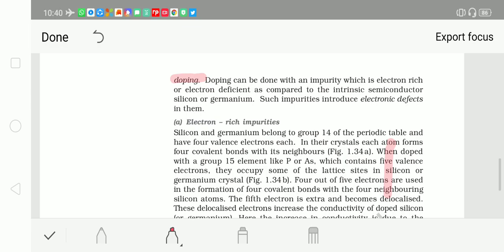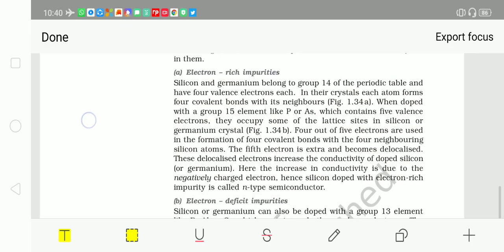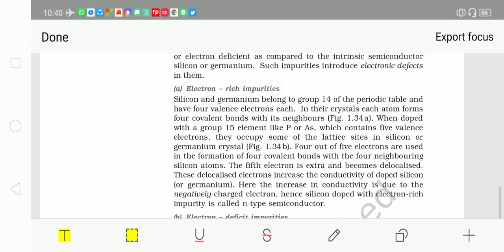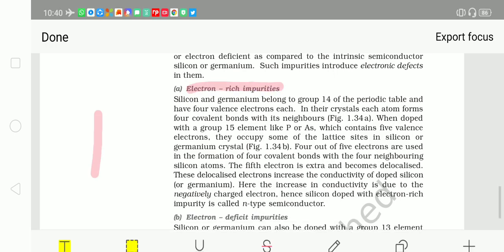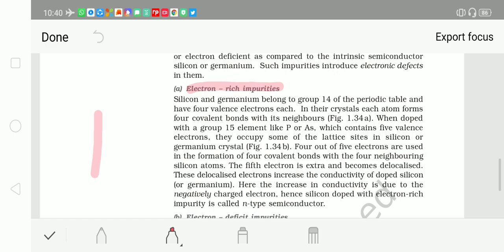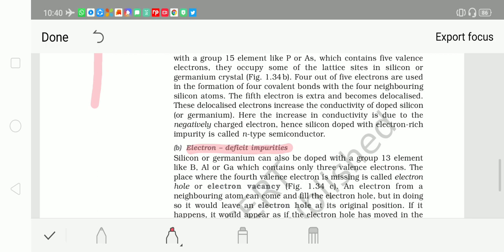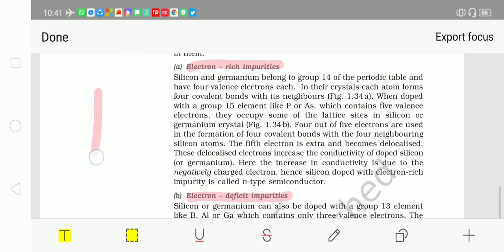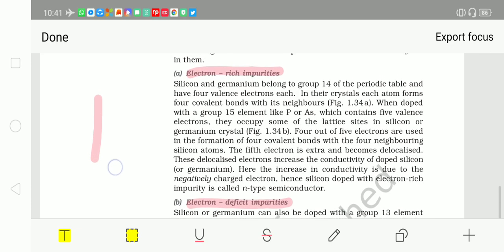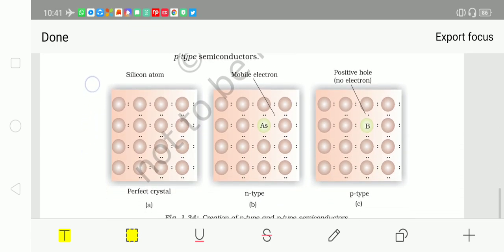So this is doping, and doping is of two types. When you are adding an electron rich impurity, then one kind of semiconductor is prepared, and when you are adding an electron deficient impurity, then another kind of semiconductor is formed. So two kinds of semiconductors are prepared here: electron rich because of adding an electron rich impurity, and electron deficient. What is happening? So in this diagram you may very clearly observe.